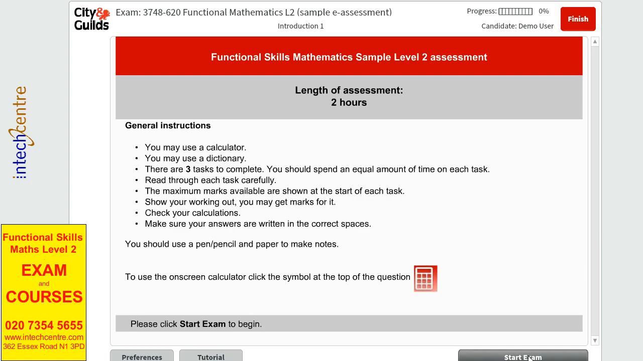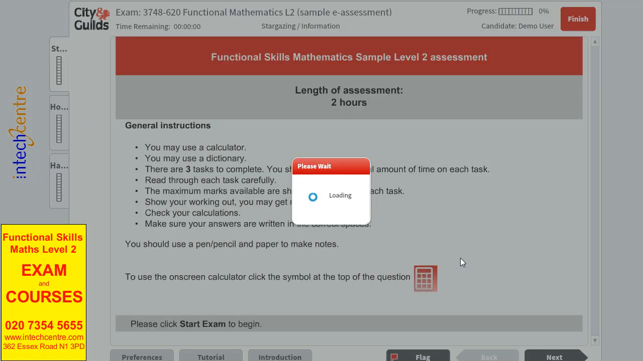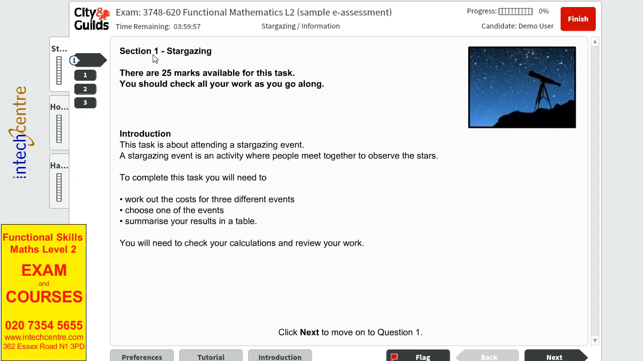Now, let's click on the Start button exam. First section, it's about stargazing. There are 25 marks available for this task, and you should check your work as you go along. This task is about attending a stargazing event.